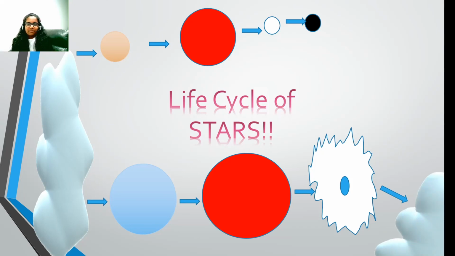If the mass of the star is between 1.4 and 2.8 times the Sun's mass, it will become a neutron star. If its mass is greater than 2.8 times the Sun's mass, gravity will destroy the star and it will become a black hole.